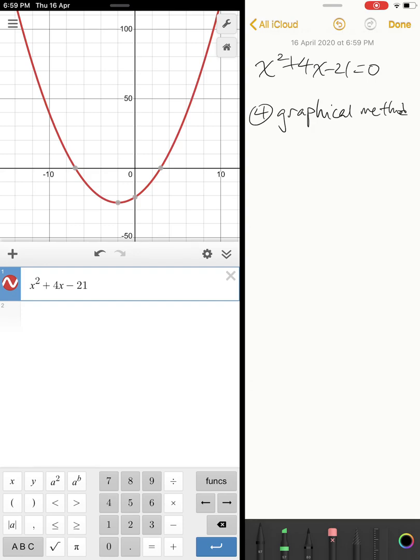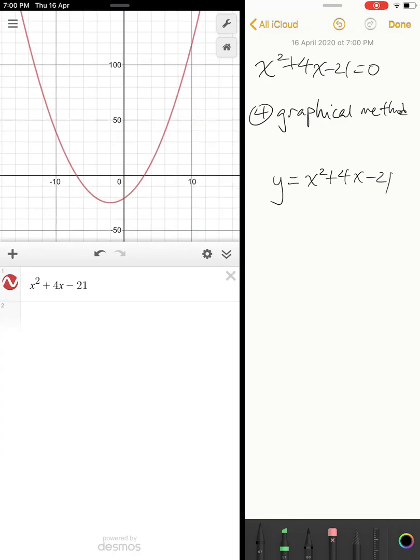So as you can see, I pulled up Desmos on the left hand side of the screen, and I've graphed x squared plus 4x minus 21. And actually, strictly speaking, what I'm actually graphing is y equals x squared plus 4x minus 21. That's what I'm graphing over here.